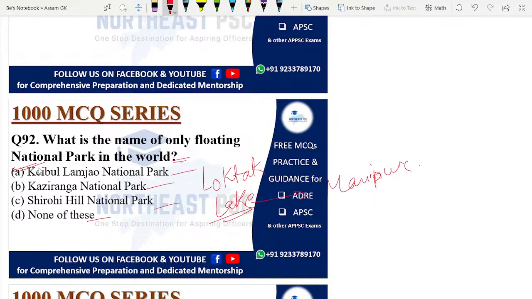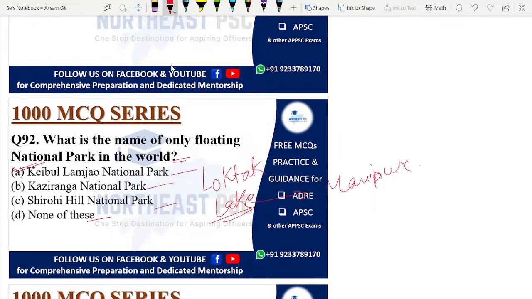You have very small phumdis, upon which the deer population moves from one phumdi to another. They jump from one phumdi to another. So these are very small island-like things inside that park. This is why it is called the floating national park, and this is the only national park with such characteristics in the whole world.